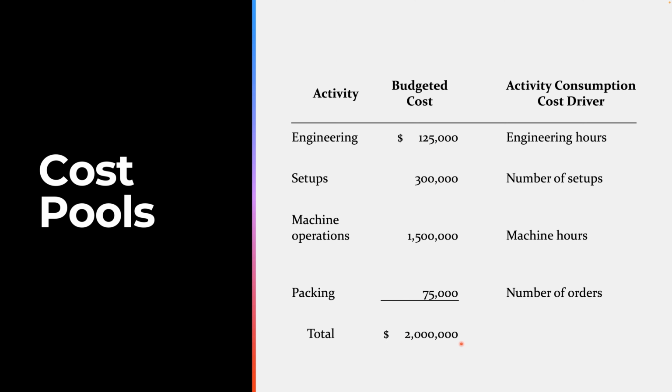The important thing about these cost pools is the business also has a cost driver that they are able to track and measure with the corresponding pool. For example, for engineering, they think the number of engineering hours is something they can track. And they think that's a factor that is causal, or in other words, has a direct impact on how much this cost of engineering is going to be. For setups, they are able to track the number of setups. For machine operations, this business can track the number of machine hours. And for packing, they can track the number of orders, or the number of packing orders more specifically.